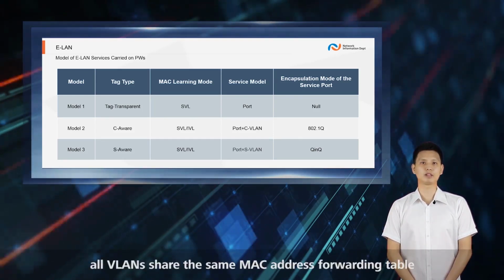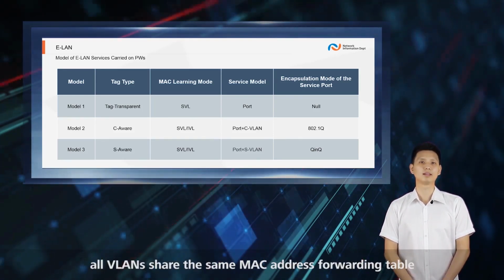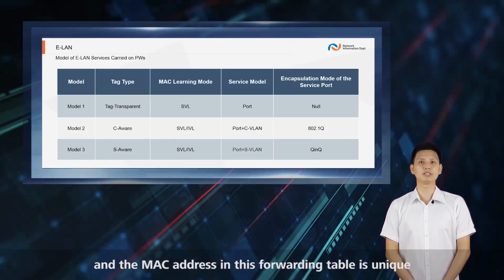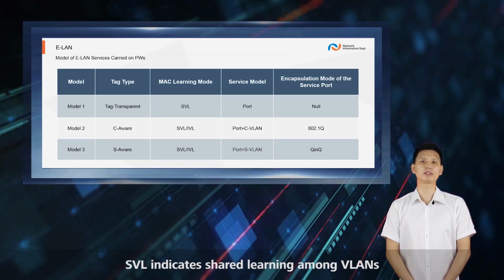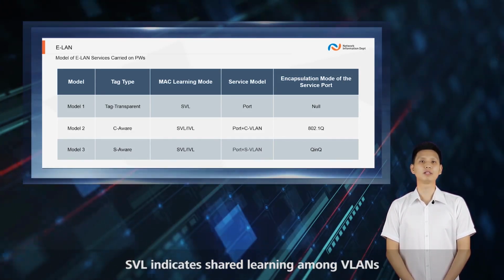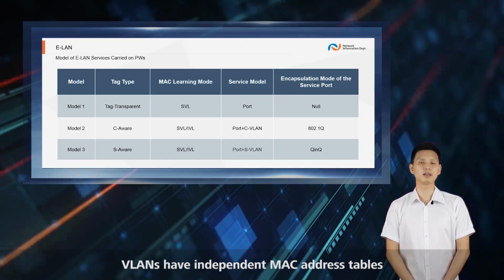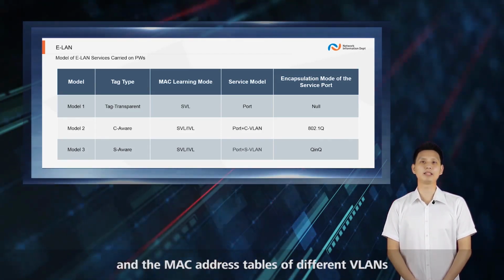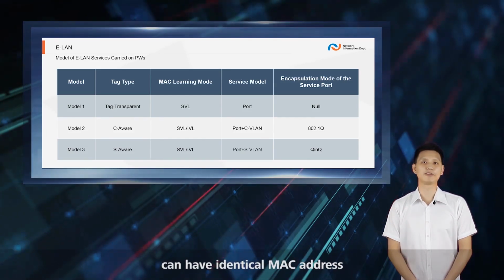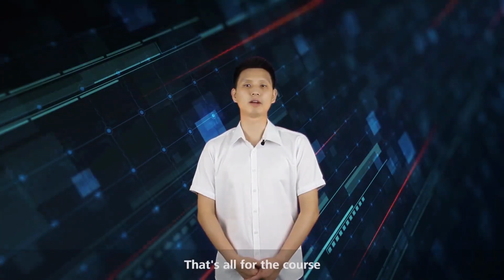In this mode, all VLANs share the same MAC address forwarding table, and the MAC address in this forwarding table is unique. IVL indicates independent learning among VLANs. In this mode, VLANs have independent MAC address tables, and the MAC address tables of different VLANs can have identical MAC addresses. That's all for the course.